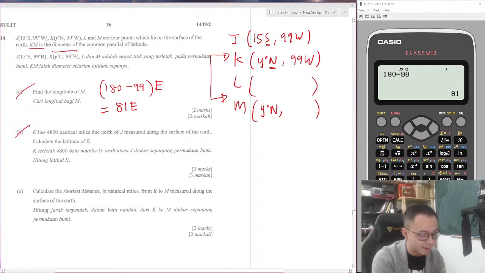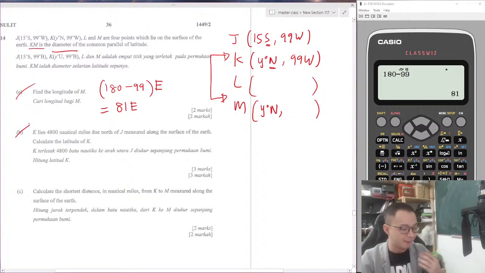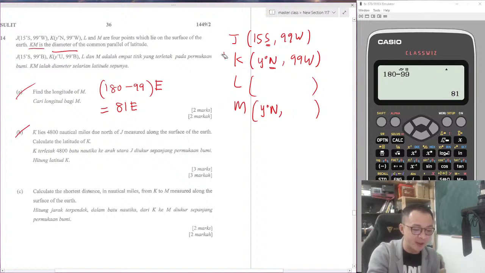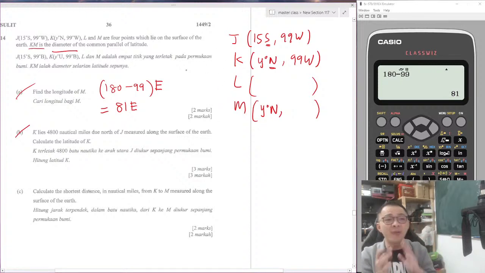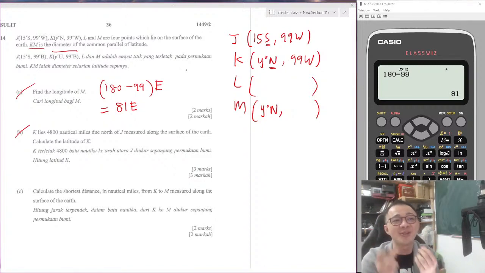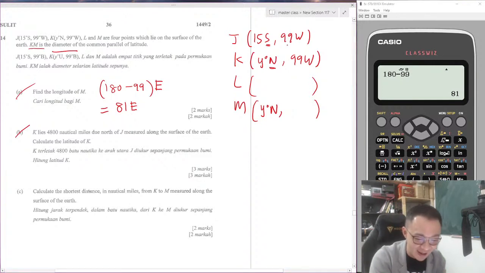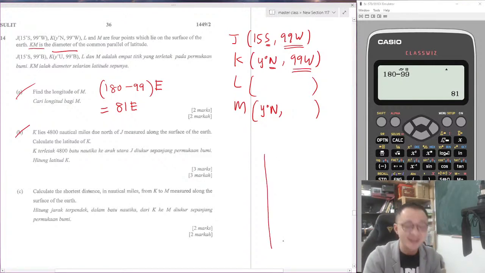Okay, then what we want to do is part B. They say K actually lies 4,800 nautical miles due north of J. So like what I say from the very beginning, J and K, both of them are at the same meridian. They're at the same longitude. You might ask me, sir, how do you know? Because both also 99W. You see carefully, both also 99W. Means both of them are at the same meridian, or we call same longitude.